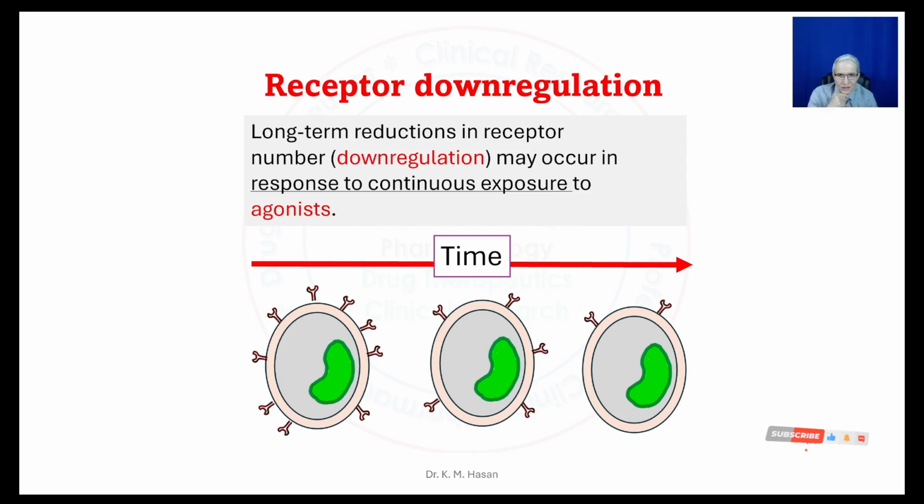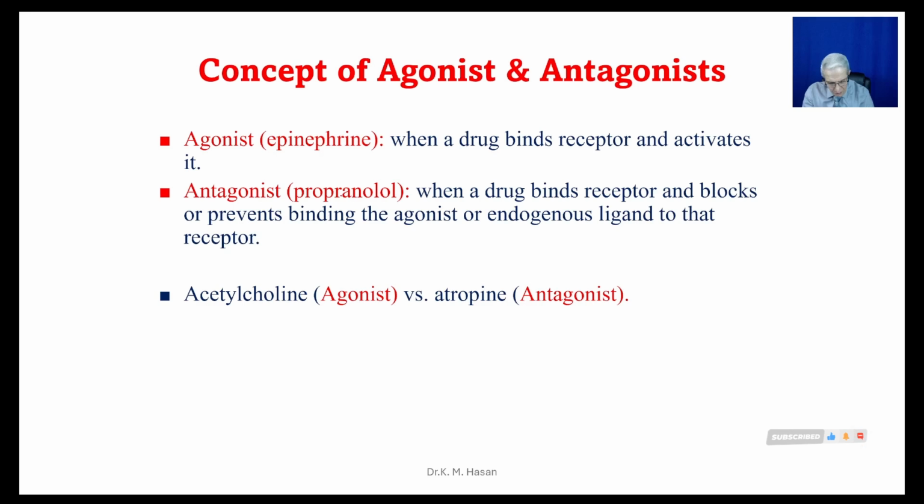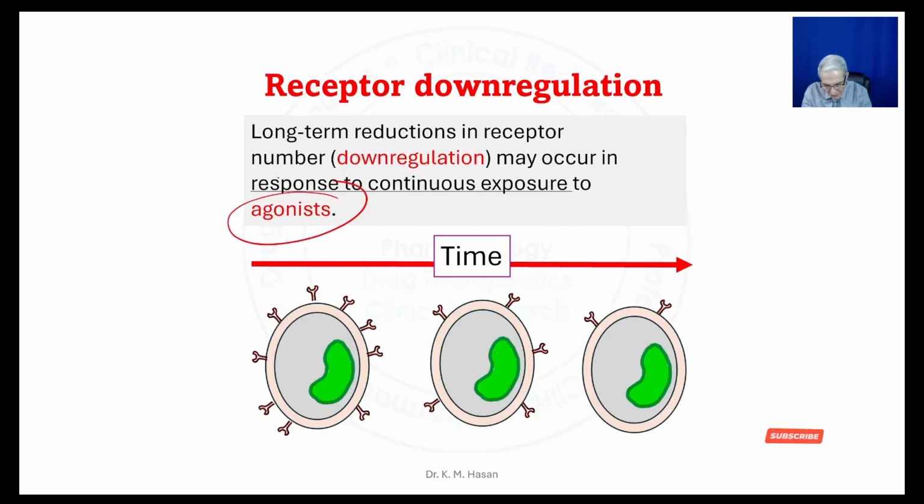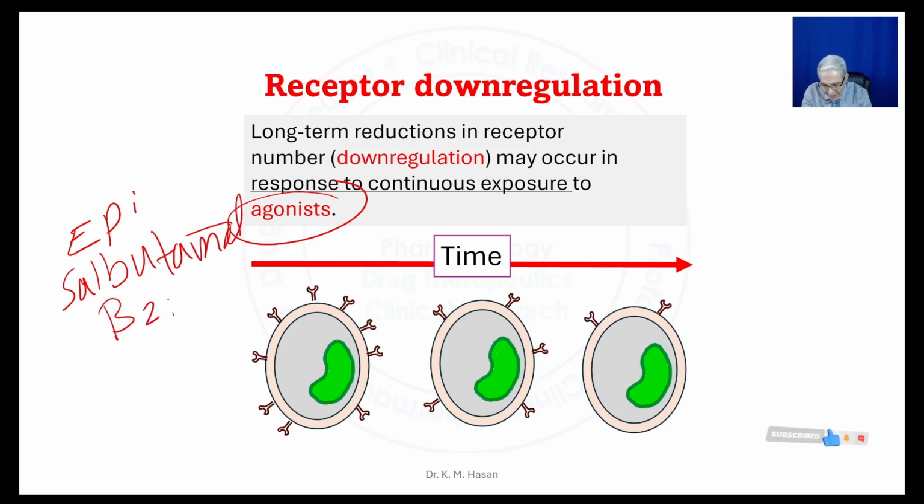On the other hand, as you can see here, we have receptor downregulation. It occurs when you use an agonist for the long term. I will give you another example for the agonist. For example, if you use epinephrine, or if you use salbutamol for a long term. Salbutamol is a beta 2 agonist. Salbutamol is used for asthma.